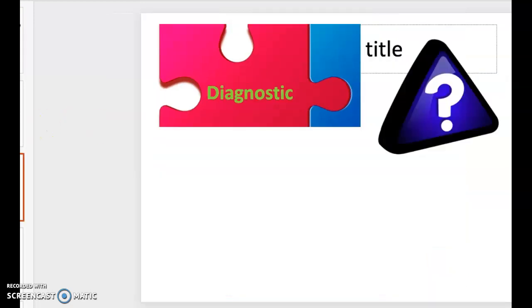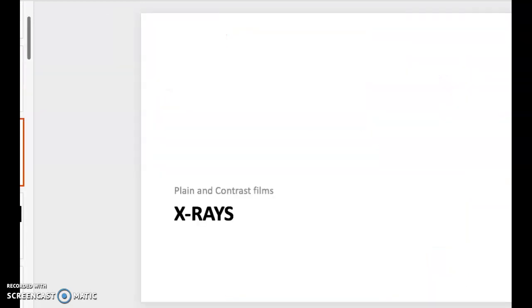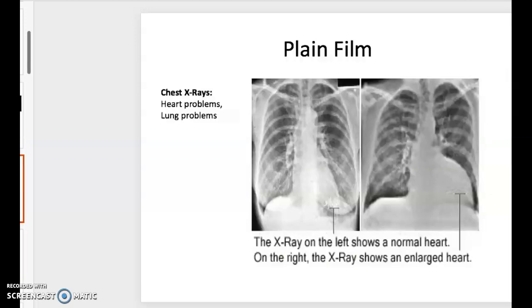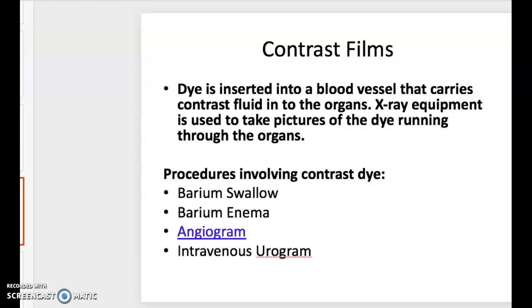So basically, if I run through the presentation here, I'll expect to see some information on the difference between plane and contrast films. And we had talked about this and what X-rays can show. So you can give me a rough outline of that. And then if I move on, so plane films, they're black and white. They show density. And then contrast films, which are different because they're style inserted. And again, you can give me some examples of that.